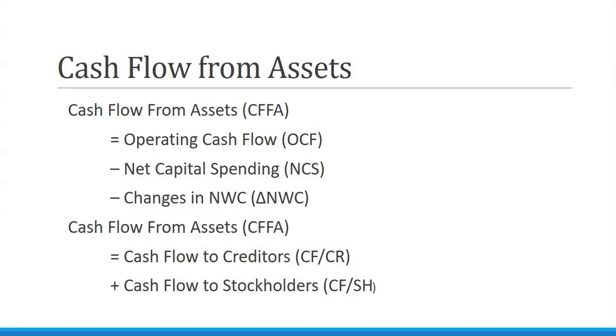First, we start with our cash flow from assets. When we're looking at the cash flow from assets, we look at operating cash flow minus our net capital spending minus changes in the net working capital. So our cash flow from assets equals cash flow to creditors plus cash flow to stockholders. This also follows our assets equal liabilities plus equity. So our cash flows from assets will equal our cash flows for liabilities plus our cash flows for equity. And we're going to look at all of these in more detail.